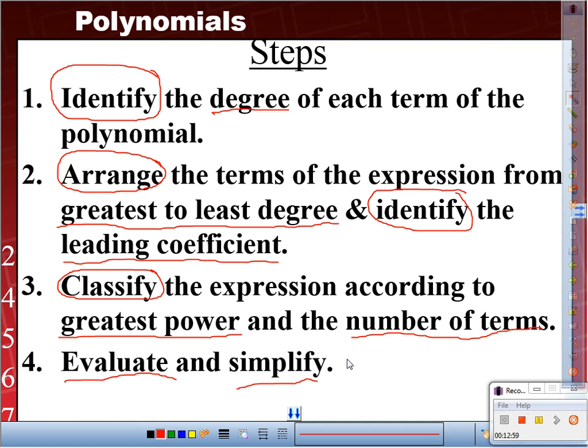So basically, today we're going to do a couple things. Number 1, we're going to identify the degree of each polynomial. We're going to arrange it from greatest to least degree and identify the leading coefficient. From there, we're going to classify it, which means we're going to give it a name according to their power and the number of terms, evaluate and simplify. Are we there? Yeah. Okay, so with that said. So first, look at step 1. Step 1 says identify the degree. Pay attention, please. Identify the degree. How can we do that? Let me show you how to do that really quick.